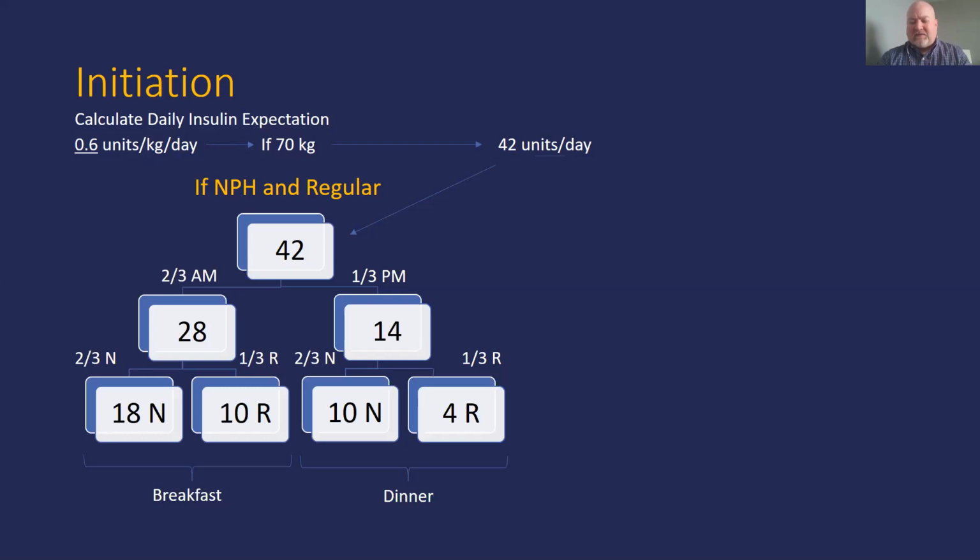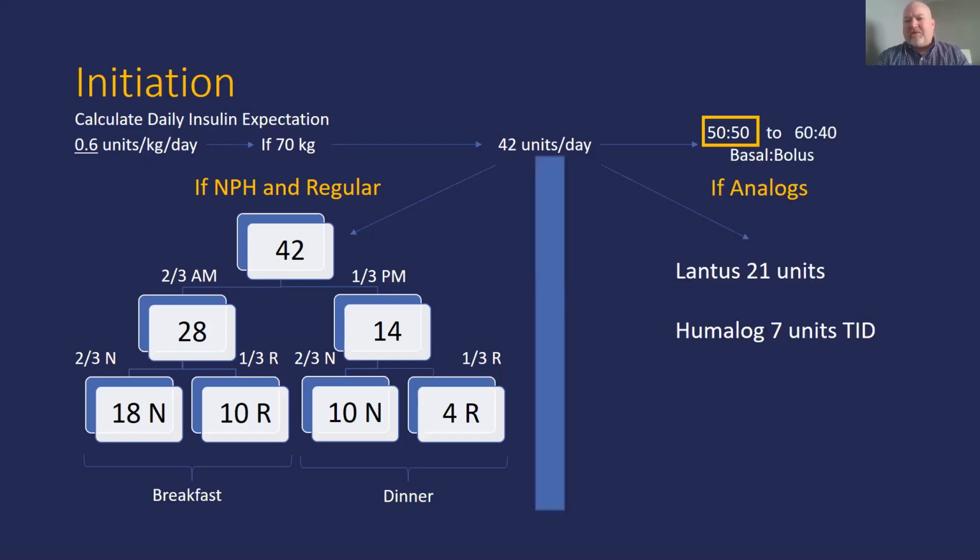Let's look at analogs. If we've got analog insulin, this is much simpler. You want to ultimately get people to a 50-50 to 60-40 basal bolus ratio of these insulin products. So to start, we'll do 50-50 because it's easier math, and this is going to be an inexact calculation anyway. It's a safe place to start things off.